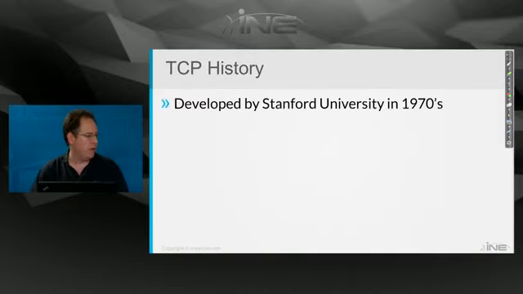It's very old. It was developed by Stanford University back in the 1970s. It was developed way back before the internet as we know it even existed. Back in those days, the United States Defense Department was creating a network called the DARPA network. It stood for the United States Defense Advanced Research Projects Agency Network.